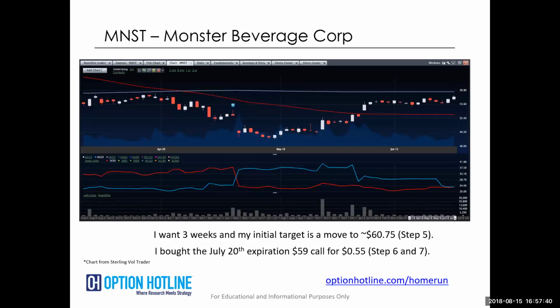So I say, okay, I've constructed my trade. It's a long call. I know how much money I'm willing to risk. If it's $100, I'm basically buying two of these. Two of these calls will cost me $110. If I'm risking $1,000, it's 18. 18 calls would cost me $990. And then I'm in my trade and I'm managing it.